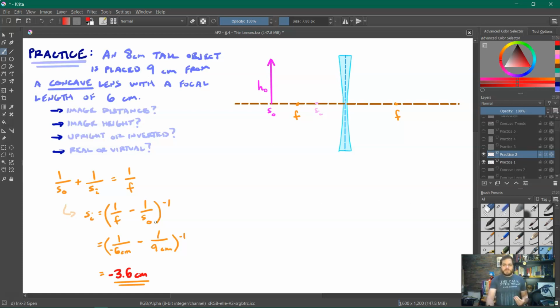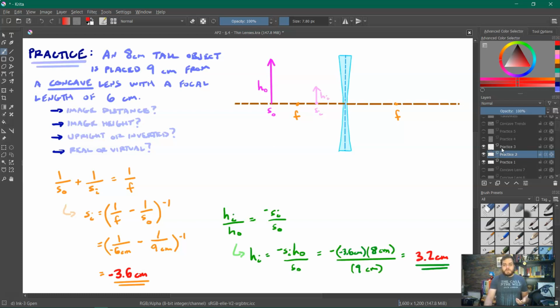I'm going to rearrange it once again. For Si, the image distance, I'm going to go ahead and solve: 1 over minus 6 centimeters minus 1 over 9 centimeters, to the minus 1. If you stick that in your calculator, you get an image distance of negative 3.6 centimeters. So it's going to be on the same side of the lens as the object.